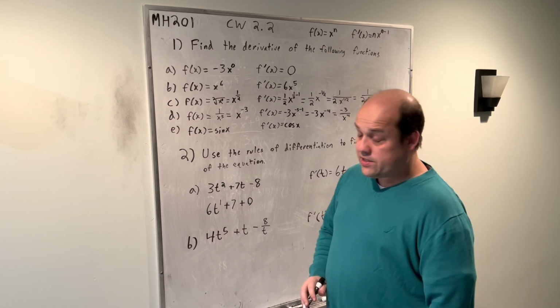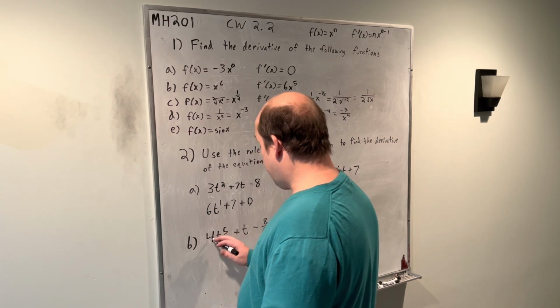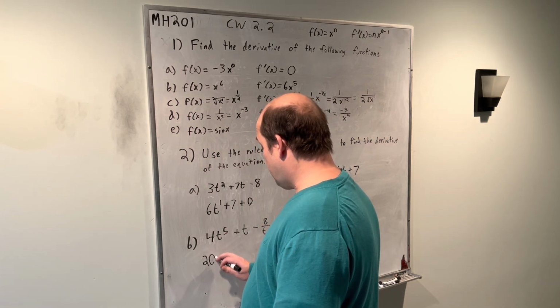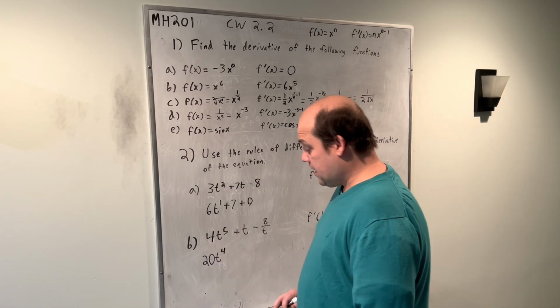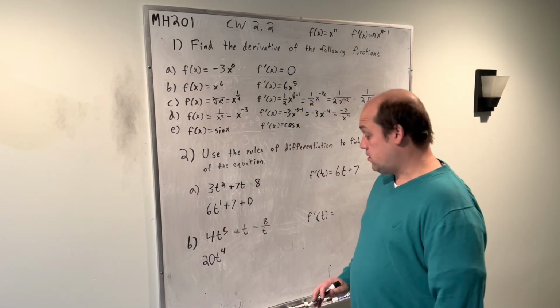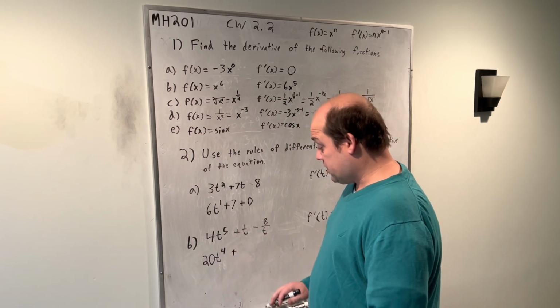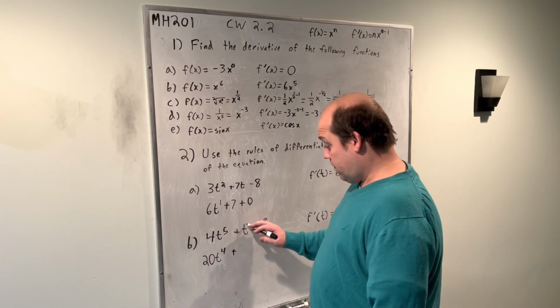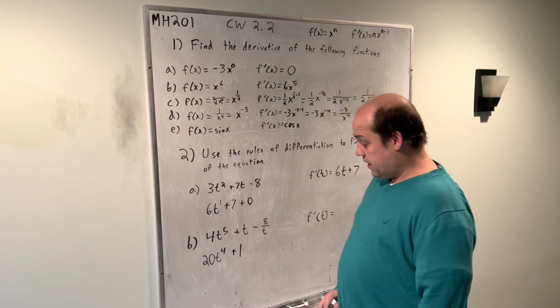For part B, we start with 4t to the 5th power. The 5 can come down. 5 times 4 gives me 20. T used to be to the 5th power. I'm going to subtract 1 from that, and it becomes t to the 4th power. I have just t to the 1st. The 1 comes down times the 1 that's already there and gives me a 1. 1 minus 1 gives me 0, so the t drops out. I just have the number 1 here.